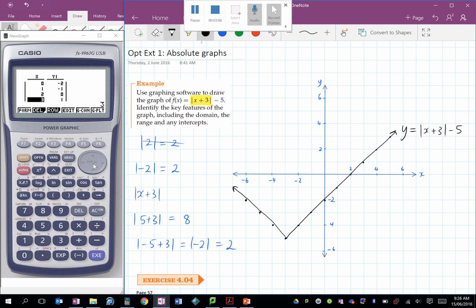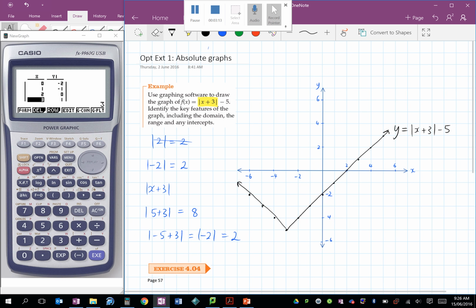Okay, so not a terribly difficult concept to get the idea of, but a little bit unusual and makes some interesting graphs for us. So you can have a go at some of these on exercise 4.04.